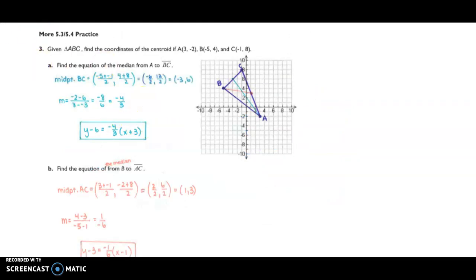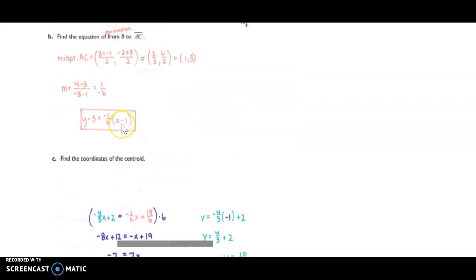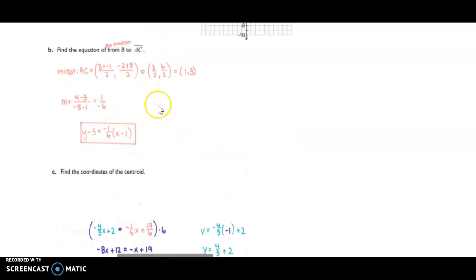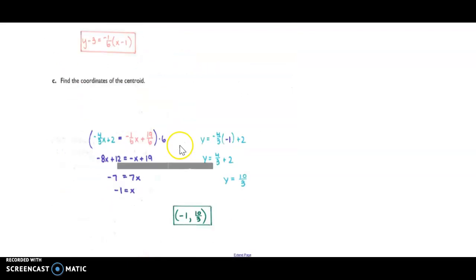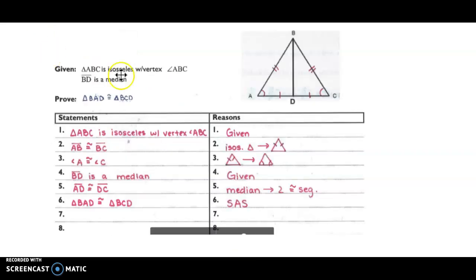This is attached to 5.1, but these are more practice problems from 5.3 and 5.4, days 2, 3, 4, finding the equation of the medians and altitudes and things like that. Remember, the centroid is what you call the meeting point of all the medians. And so it really becomes a system of equations problem. And I believe this is the last slide.